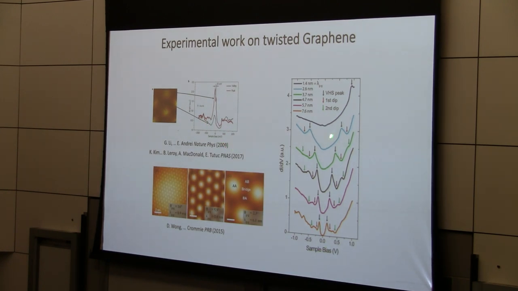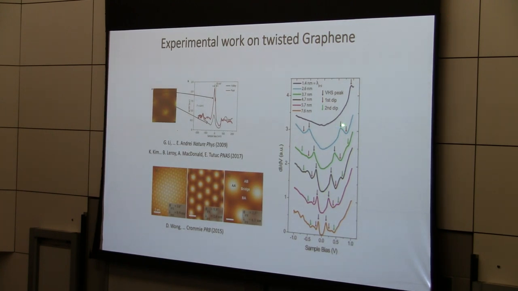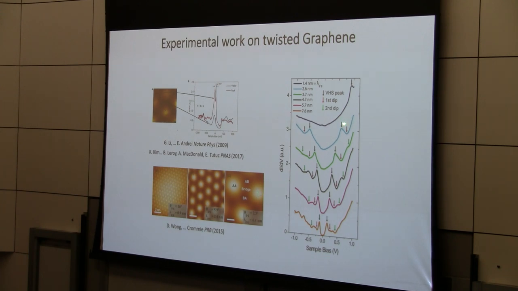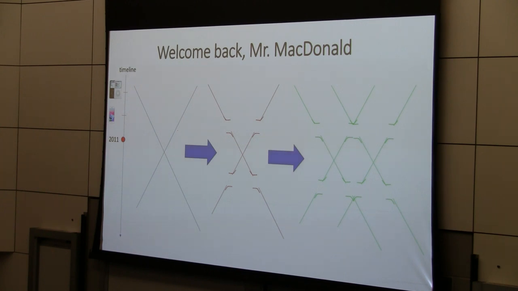This is another beautiful experiment from Mike Crommie, not too far from here, where he measured these peaks, these Van Hove singularities as a function of angle, and he was able to show that as this Moiré pattern gets bigger in real space, these two Van Hove singularities start to come closer and closer. And this is from about 2015. Okay. The really key theoretical insight was provided by Allan MacDonald.